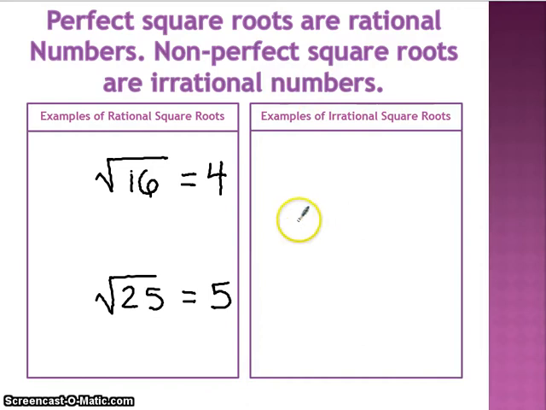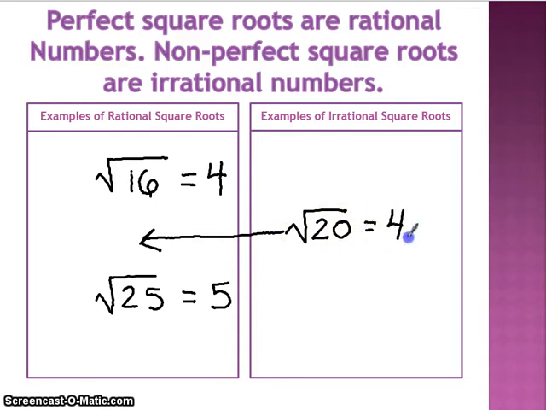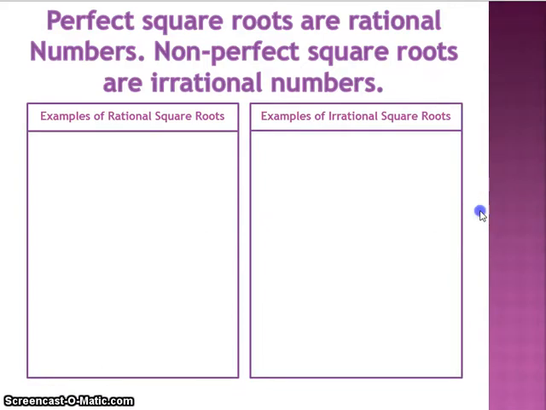An example of an irrational square root would be the square root of 20. The square root of 20 is somewhere between these 2 perfect square roots. The square root of 16 was 4. The square root of 25 is 5. So the square root of 20 is somewhere in the middle, 4 point something. In this lesson, we're going to learn how to estimate what number would come next, which in this case would be approximately 4.5. But we'll learn exactly how to estimate that.